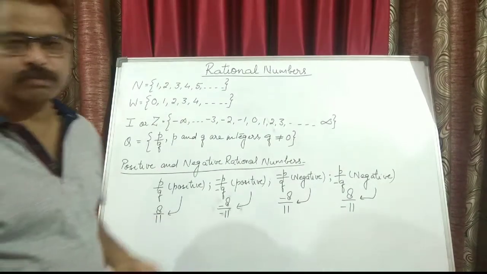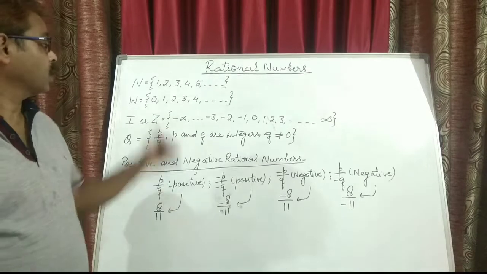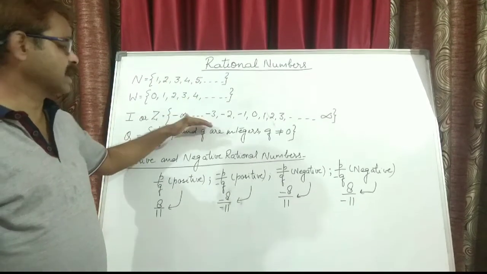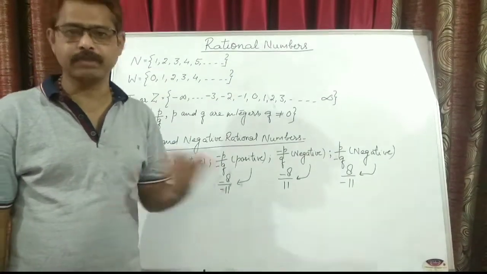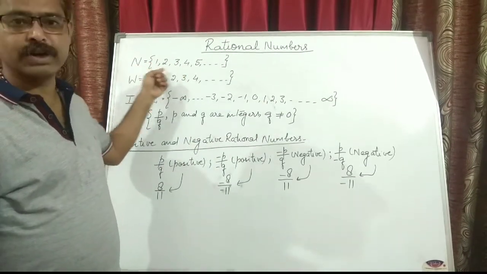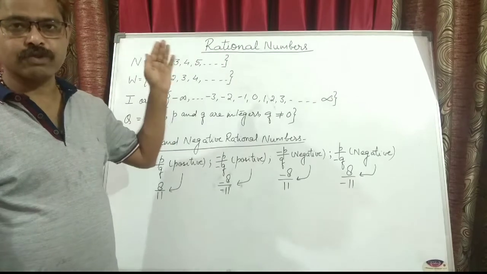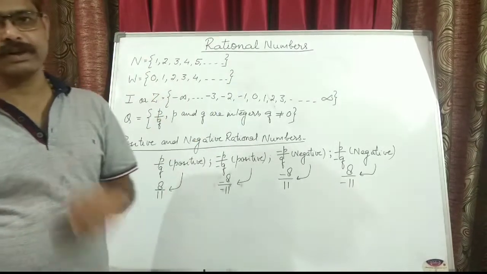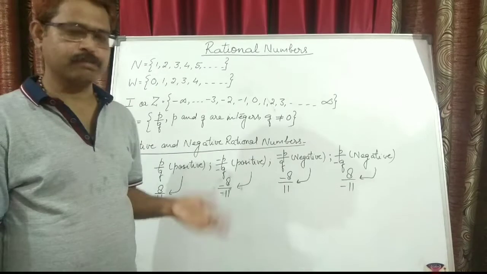Before we start with rational numbers, we need to know what are natural numbers, whole numbers and integers. This you all must have learnt in the previous classes. We know that natural numbers are known as counting numbers which start from 1, 2, 3, 4 and so on. We start from 1 and they continue, right? They are never ending numbers.